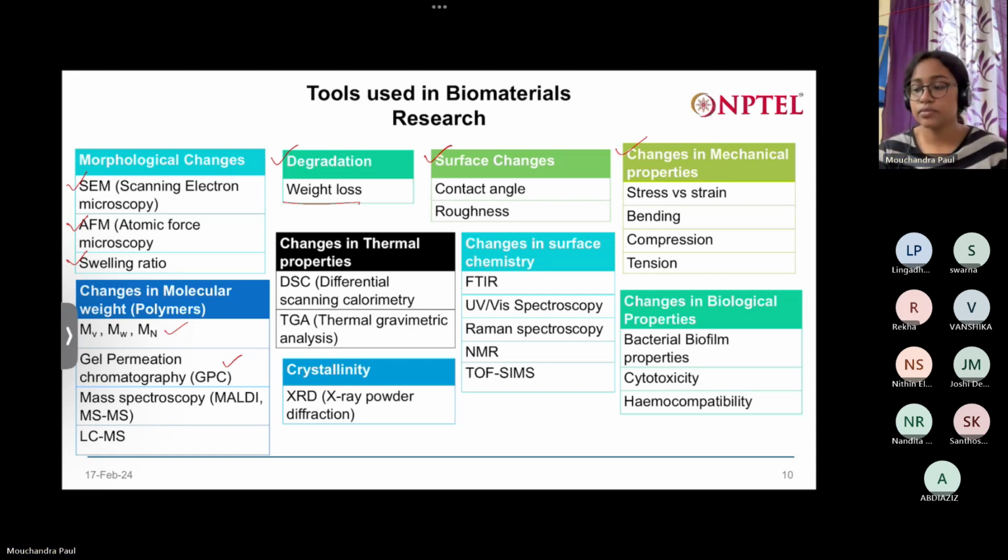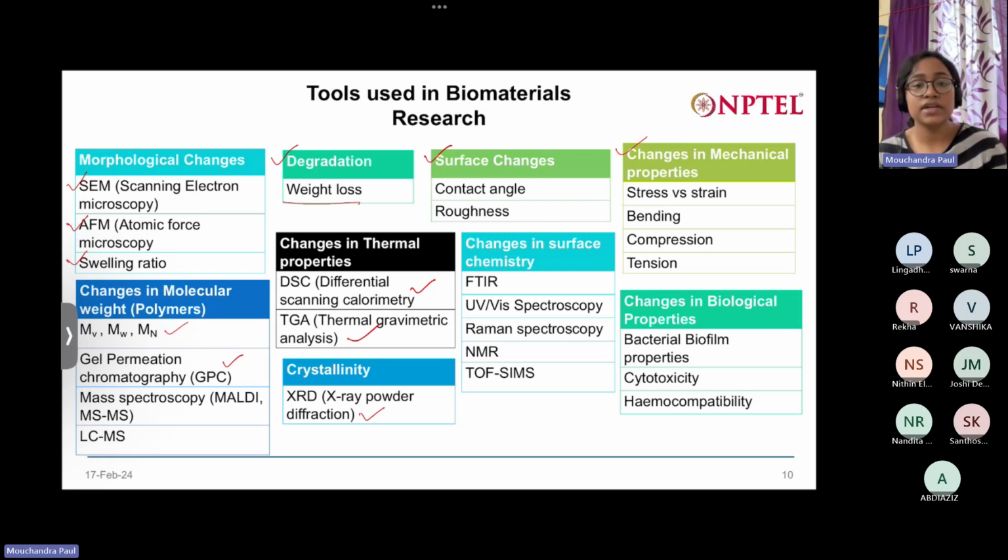All right. Then we also understand how, in a particular condition, the thermal properties of a biomaterial are changed. For that we use techniques like DSC, differential scanning calorimetry, then TGA. All right. Then the crystallinity of a particular material is also important. It determines indirectly whether it will degrade or how fast it will degrade. So how crystalline it is or whether it is amorphous. Okay, so these kinds of answers we can obtain from a technique called XRD.